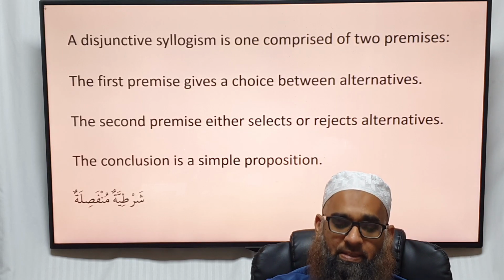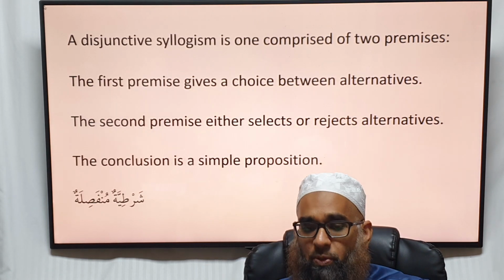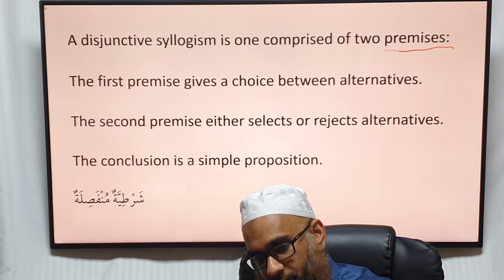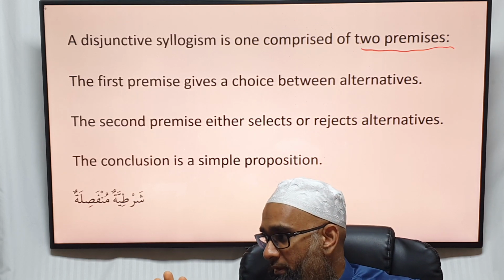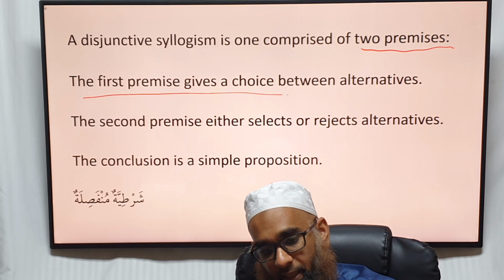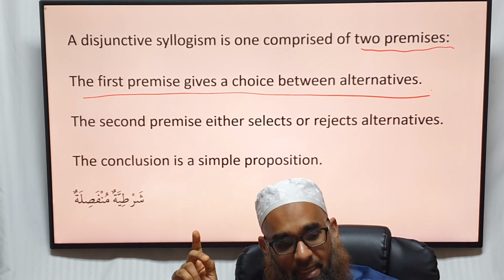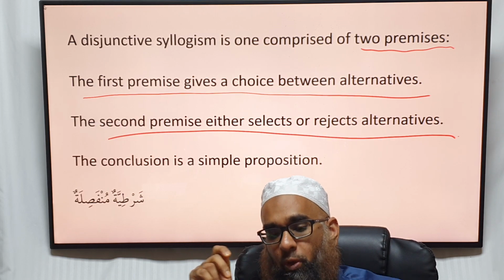So, a disjunctive syllogism. What's a disjunctive syllogism? A disjunctive syllogism is when you have two premises, as normal, and one conclusion. But the first premise gives a choice between two alternatives. And the second premise either selects or rejects one of the alternatives.